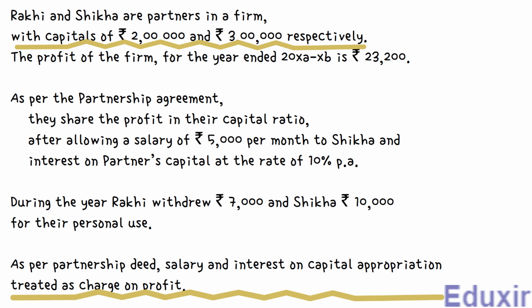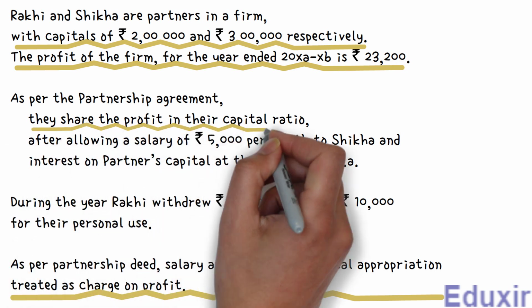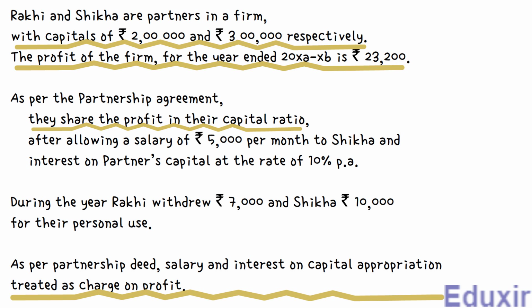The next statement in the problem is specifying about the profit. Let us handle the profit at the end. Let us proceed with the next statement. This statement is talking about the profit sharing ratio. Let us consider this one also when we handle the profits, not now.